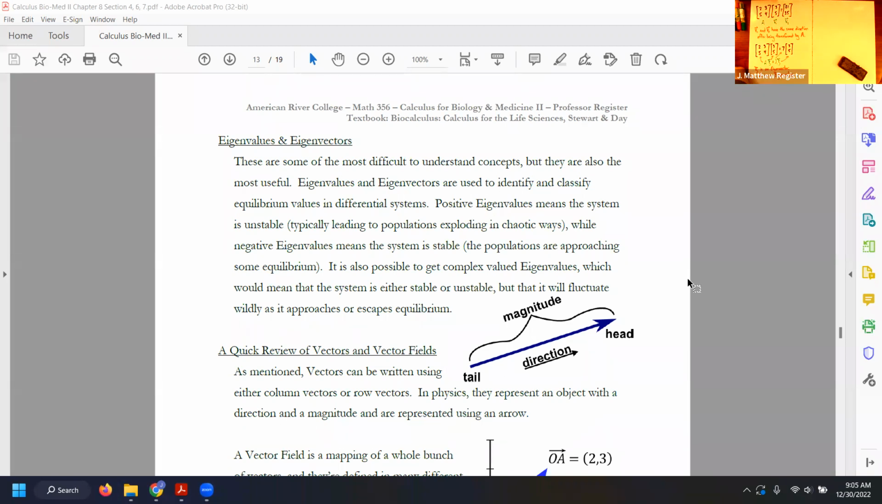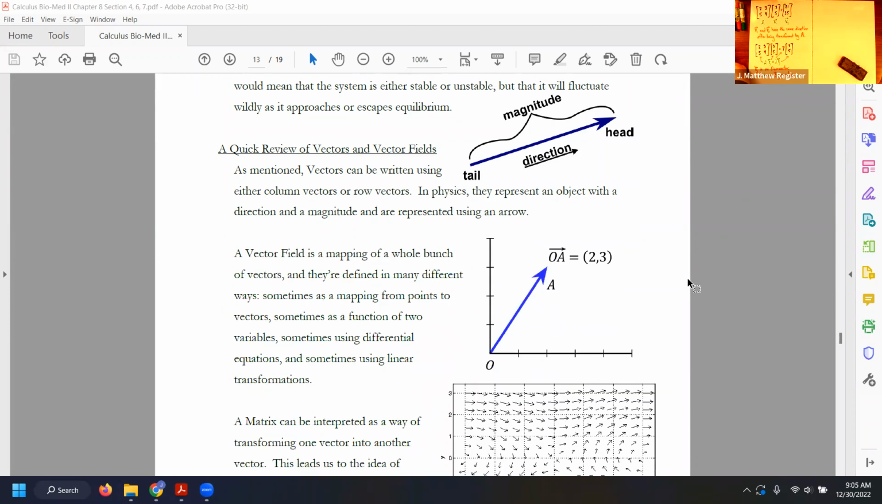Eigenvalues are a very major topic when we're talking about dynamics. We can use them to understand how a system is functioning. And before we actually calculate them and determine what they are, let's do a quick overview of what vectors and vector fields are. We know that a vector is something which has a direction and a magnitude. That's really the defining characteristic. So you have a direction, you have a magnitude.